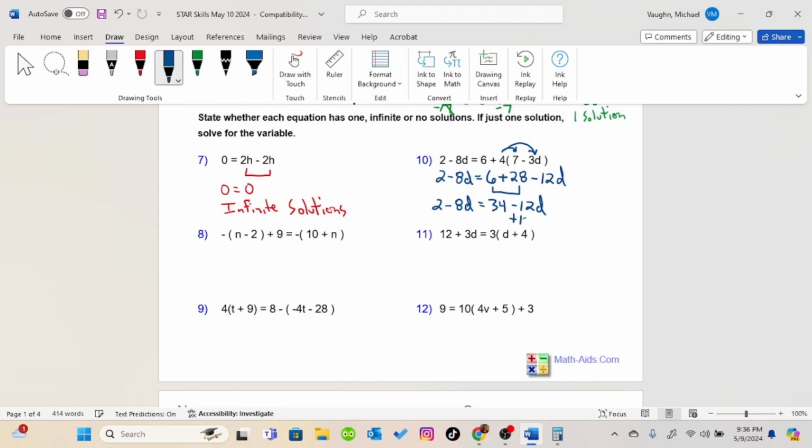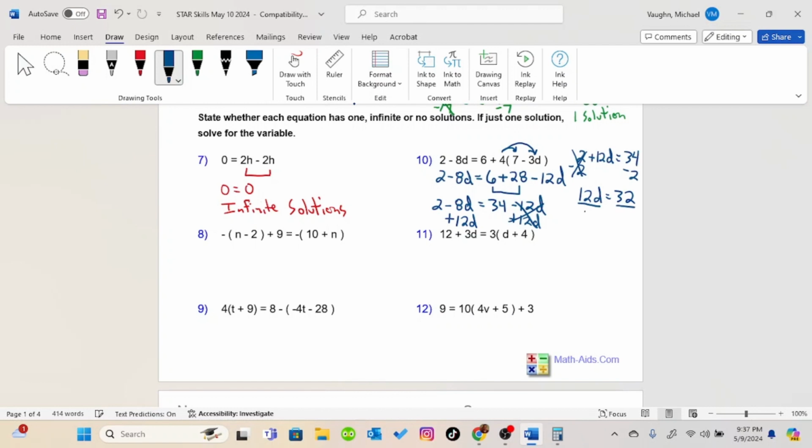Then we add 12d to both sides. That cancels it out on the right. And we have 2 plus 12d equals 34. Subtract 2 from both sides. That cancels it out on the left. And we have 12d equals 32.